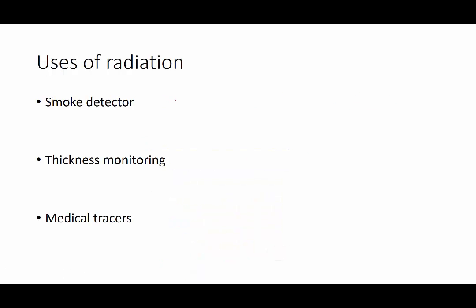You need to know some uses of radiation. The most common ones are the smoke detector, thickness monitoring, and medical tracers. The smoke detector uses the americium that we were talking about earlier, which is an alpha emitter. And that means it's highly ionizing, which is really useful for us. It's also low penetration, so the radioactivity only stays within the smoke detector. It can't escape from there, which is also helpful.